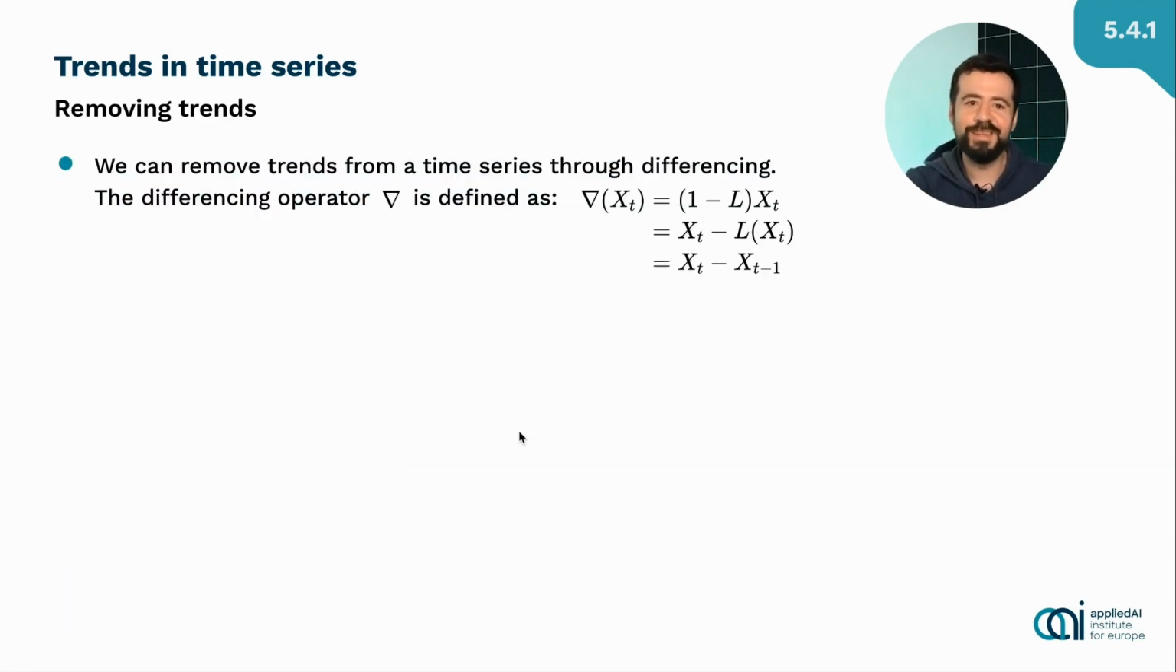So how do we get rid of trends in our time series? The answer is again the lag operator, which in this context is sometimes also denoted as this nabla, referring to the fact that it's some kind of differencing of the time series. So this nabla is just the lag operator that we learned about, 1 minus lag of xt, so xt minus the previous value of xt.